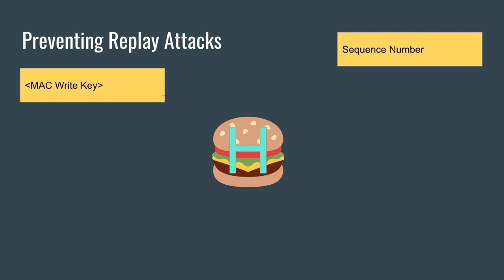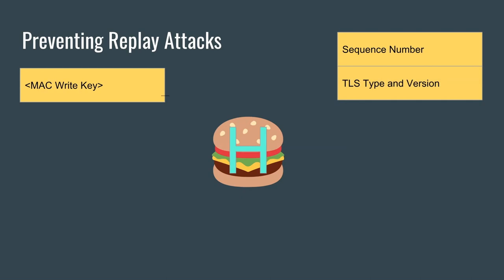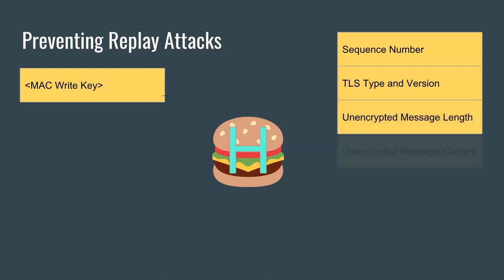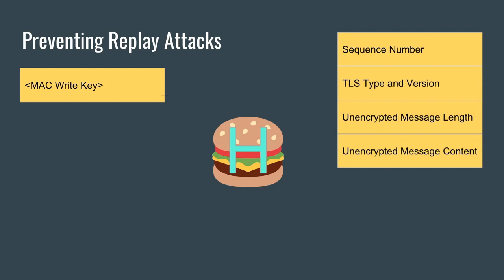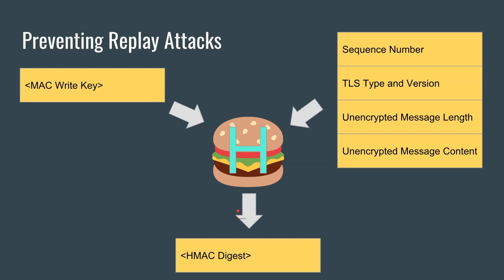So for example, if the server receives a message with a lower sequence number than what's currently set in its memory, it'll be able to raise an error and say, oh, I've already received a message with that sequence number. We'll concatenate that together with a bit of metadata like the TLS type and version, as well as the unencrypted message length and the unencrypted message content. In addition to helping us prevent replay attacks, HMAC also helps us ensure message integrity. So if an attacker tried to modify the message contents or tried some sort of length extension to add a little bit onto the end of the message, this HMAC construct will help us detect that modification as well. So we'll concatenate these four fields together, feed them in with the MAC write key, and get out the HMAC digest.